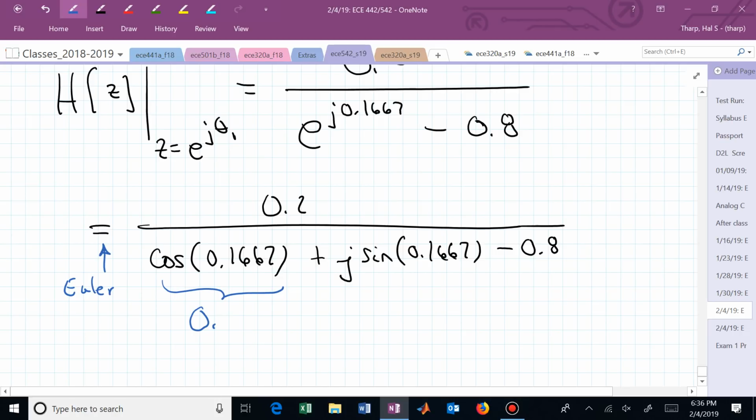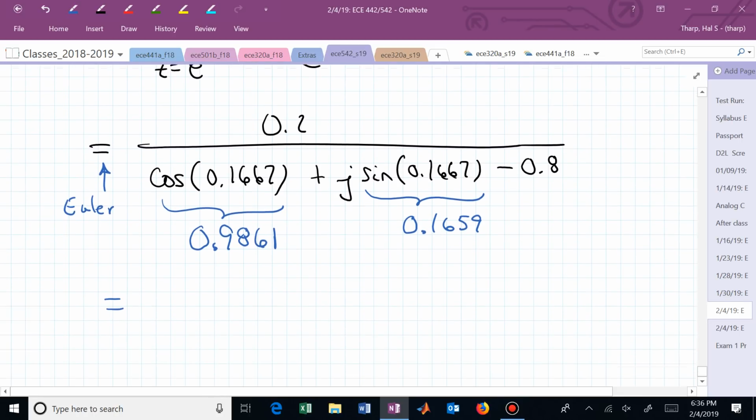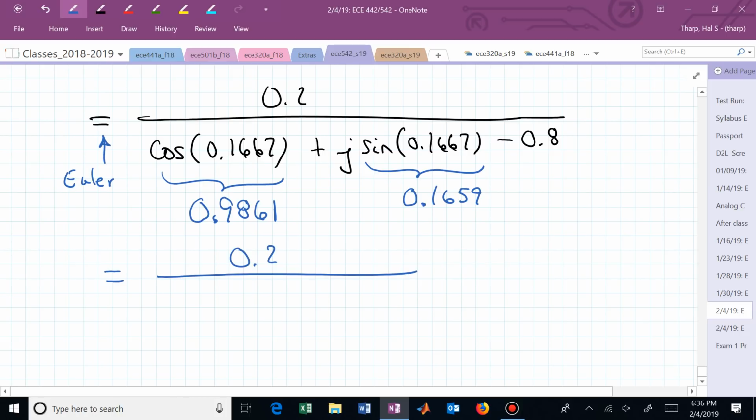Cosine of 10 degrees, I'm sure you have that memorized. It's 0.9861. Certain things you need to know. That's not necessarily one of them. So the cosine of 9.55 is 0.9861, and the sine of a small angle is about the small angle, so that should be close to 0.166, and it is. So this now says that we're looking at 0.2 over a complex number. We take 0.9861 and subtract 0.8, and we get 0.18614 plus j 0.1659.